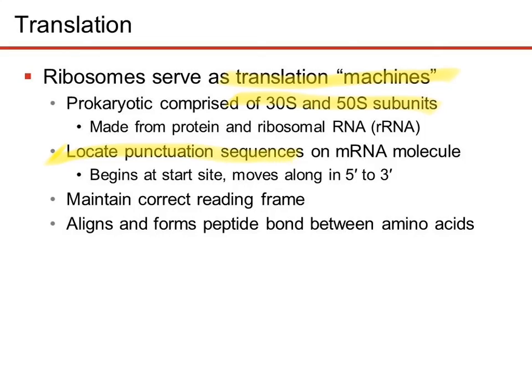So the ribosomes have a job. They have to locate punctuation sequences along the messenger RNA. One thing they have to find is the ribosomal binding site. It's a specific sequence. They have to find that. And then they have to find that start codon, that AUG. And once they find that, they move in a 5' to 3' direction along the RNA. And they have to maintain that reading frame, or else they'll get out of line and start making all kinds of crazy proteins. And then basically they bring in the amino acids on the tRNAs, they align them together, and then they form the peptide bond that holds those guys together. And that's the process of translation in a nutshell.